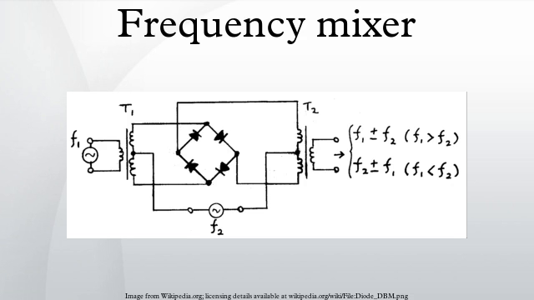Mixers are widely used to shift signals from one frequency range to another, a process known as heterodyning, for convenience in transmission or further signal processing. For example, a key component of a superheterodyne receiver is a mixer used to move received signals to a common intermediate frequency. Frequency mixers are also used to modulate a carrier frequency in radio transmitters.